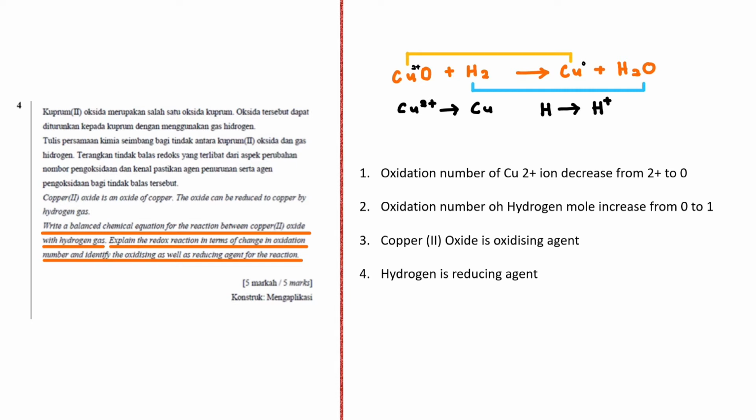So, the final answer is oxidation number of Cu2+ ion decreases from +2 to 0. Oxidation number of hydrogen molecule increases from 0 to +1. Copper oxide is the oxidizing agent, while hydrogen is the reducing agent.